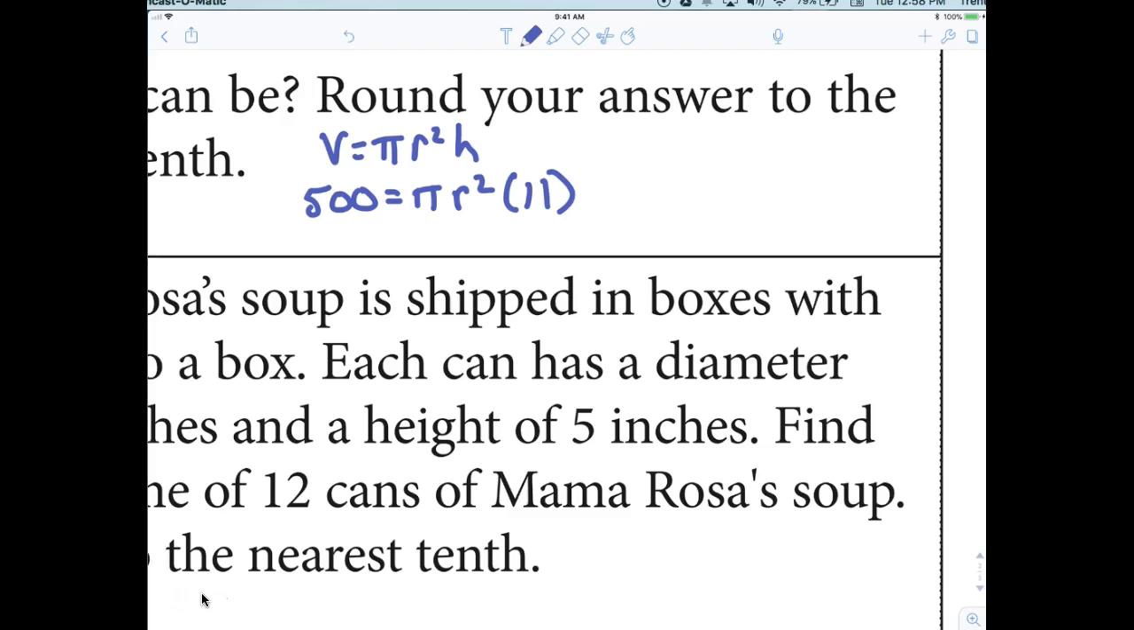What's pi times 11? I got 34.6. Thank you. 34.6 r squared. All right. Now, what do I have to do? I did 500 divided by 34.6. That's exactly right. You're going to isolate r squared. So I'm dividing by 34.6. So r squared is approximately what? I got 14.5. About 14.5. Anybody else come up with 14.5?